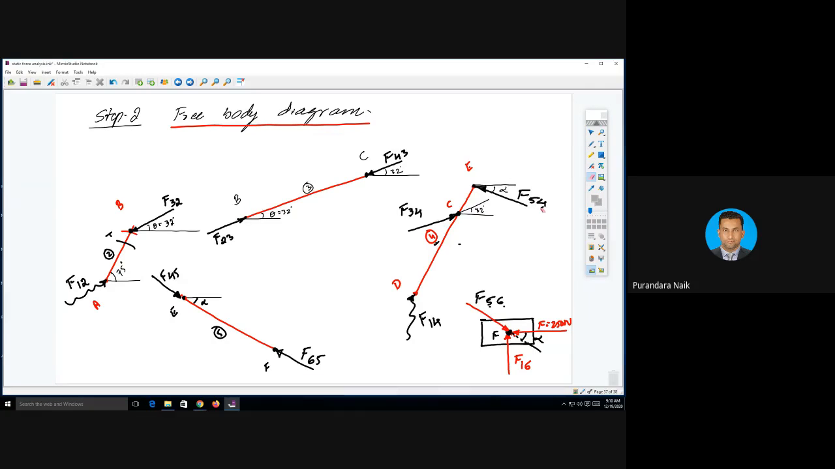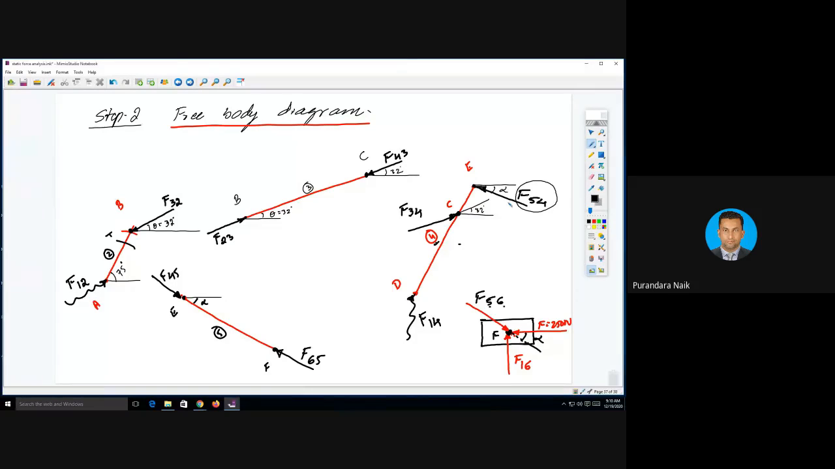The third force is at point D. I don't know its direction because it is a three-force member, so you just show it with a zigzag line. Next, link number 5. One force is from link 4, acting along the direction of link 5 because there is no intermediate force acting on link 5. So F45 is opposite to F54. Link 5 is a two-force member, so F65 will be equal and opposite to F45.